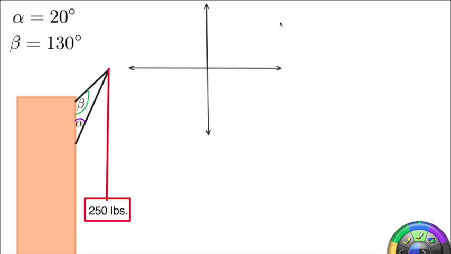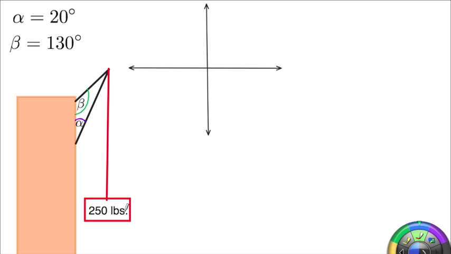Here's an example of a static system using vectors. I haven't worked through this problem, so I'll be doing it as I talk. Here we have a support system on a building. It's holding on to a rope, and the rope is attached to this 250-pound object. We're going to ignore the weight of the rope, or add the rope into the weight of the object down here. Either way, the total is going to be 250 pounds.